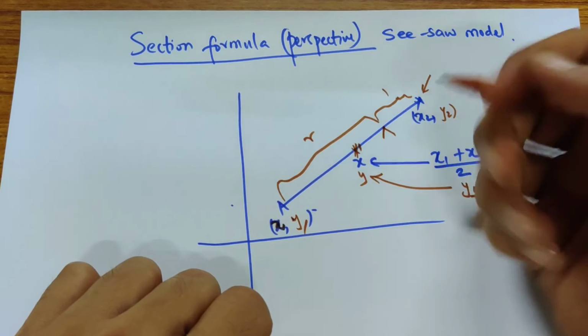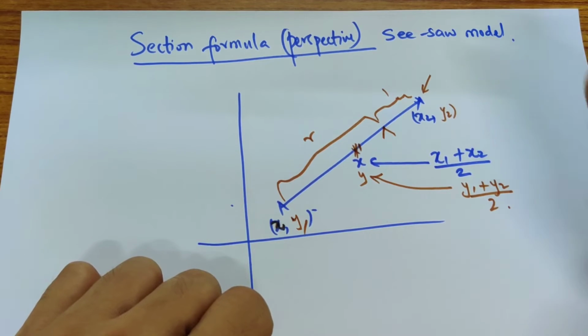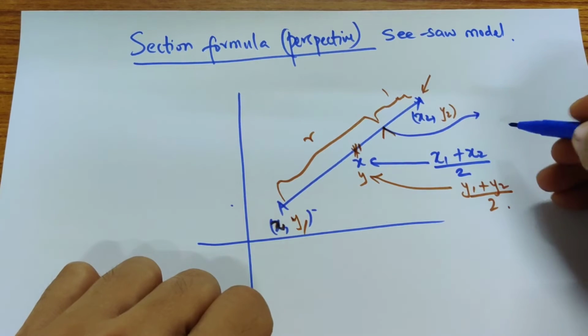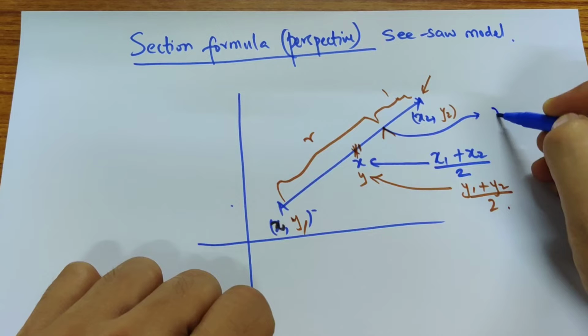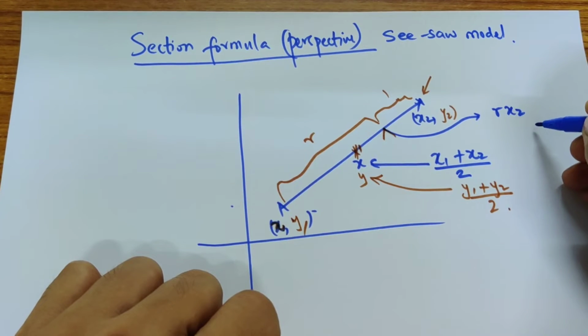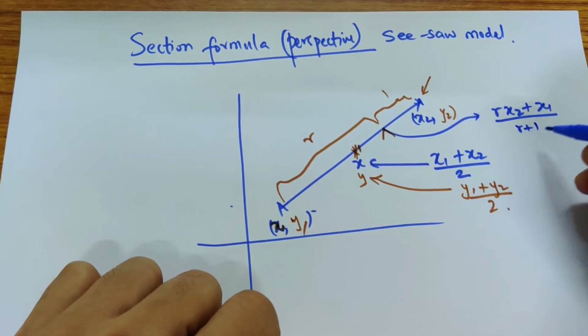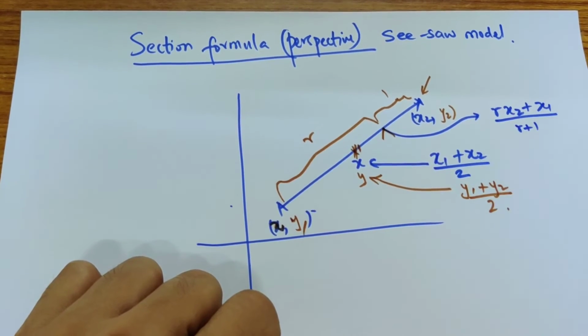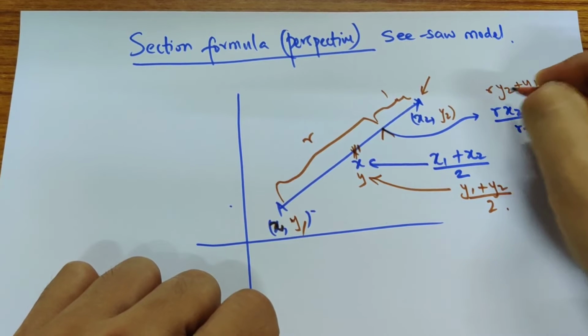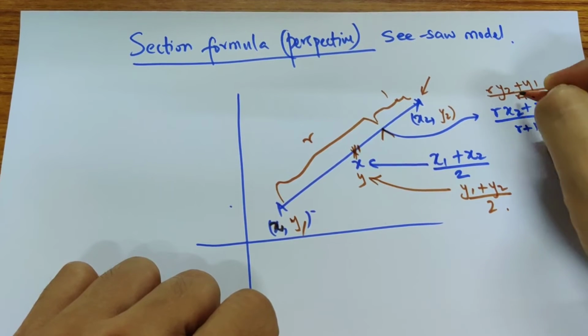I have looked at it as x2 pulling it more towards him, so I would look at this x as r times x2, so this person is so much heavier, then x1, and then of course weighted average is the same. What is the total weight you have to put in the bottom? And the same way y is r times y2 plus y1 divided by r plus 1.